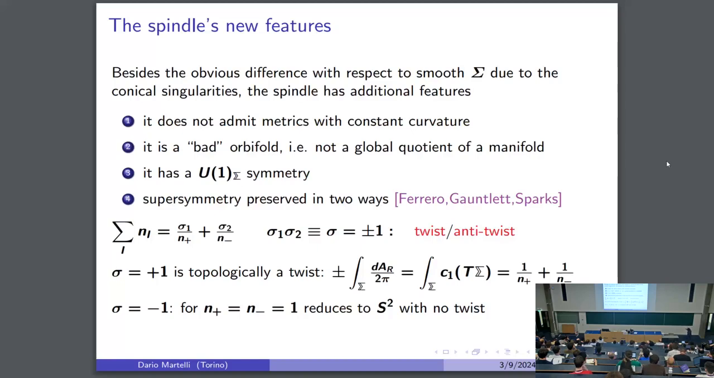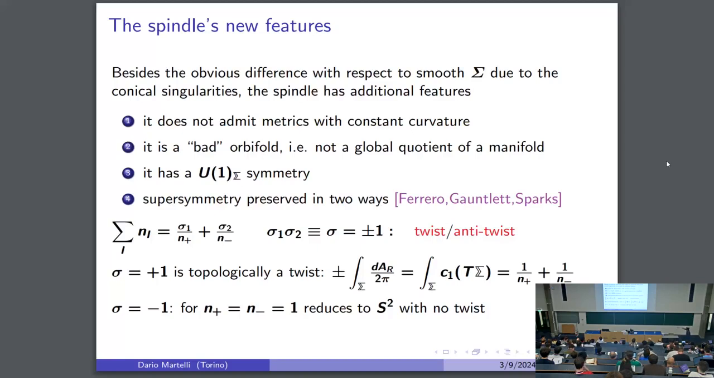And the most striking feature, perhaps, is that one can show, and it has been shown in this paper here, that supersymmetry can be preserved in only two ways. It can be preserved by coupling, in quite general theories which admit Killing spinors, to an arbitrary number of flavor gauge fields, provided they obey this constraint here, which involves the choice of two signs. These sigma 1 and sigma 2 are plus or minus 1, and in fact only their product is really meaningful, so only the relative sign. So essentially there are two ways, depending on the sign of sigma, either plus or minus 1, and these two ways have been called twist and anti-twist.